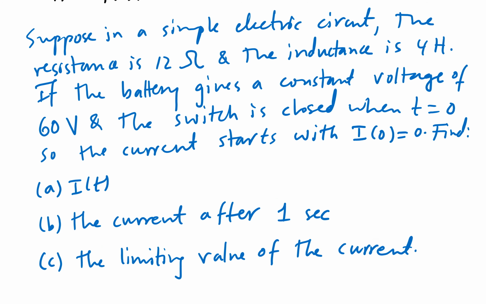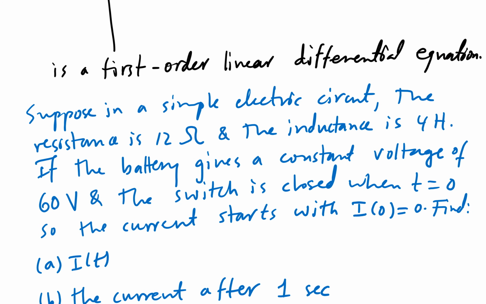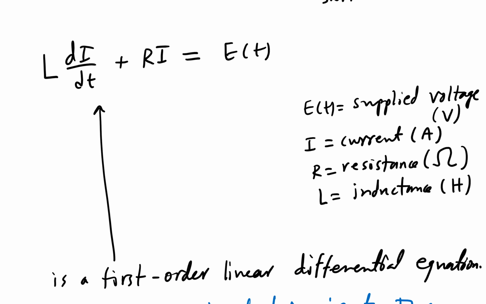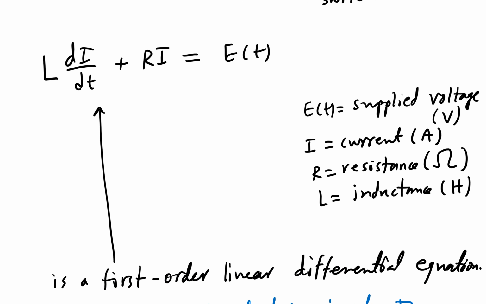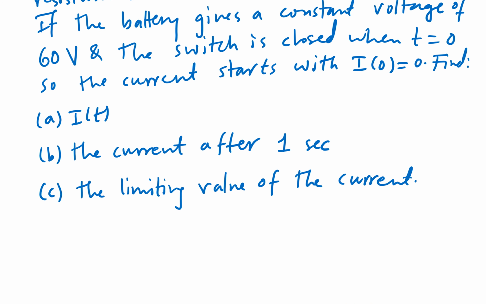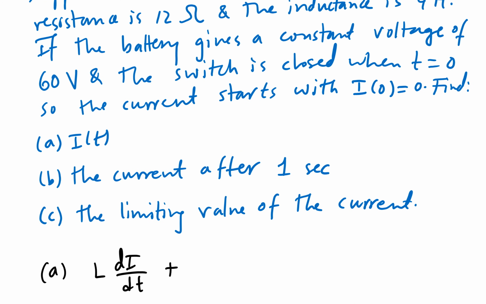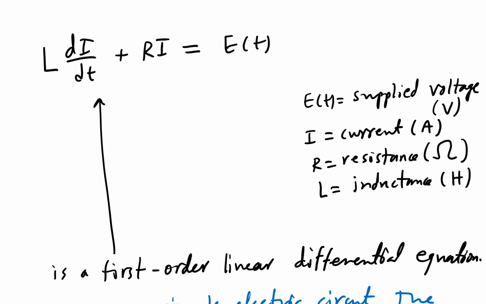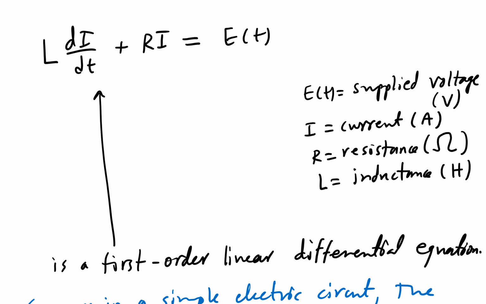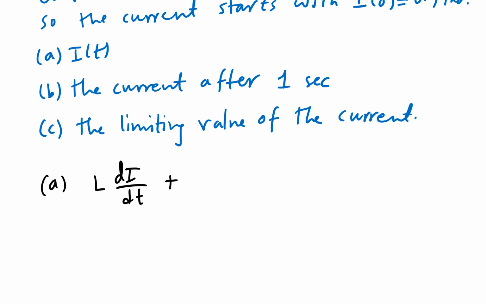They ask us to find I of t. If you go back to the equation, as I said, I of t is like y. So basically they're asking you to solve this differential equation. The formula is L di/dt plus, if you scroll back up, R times I, equals E of t.